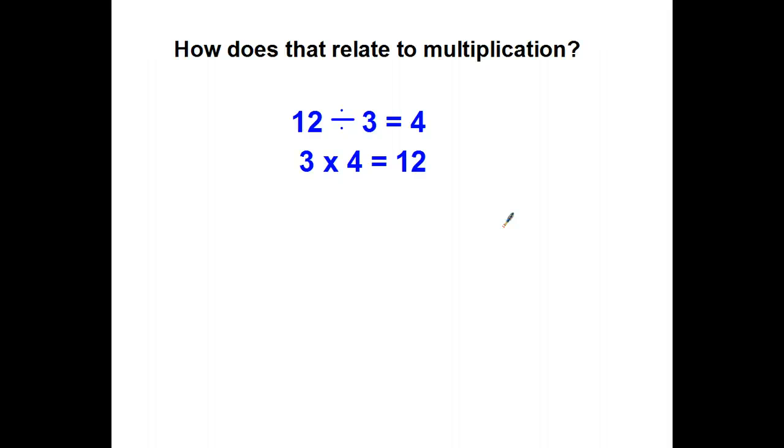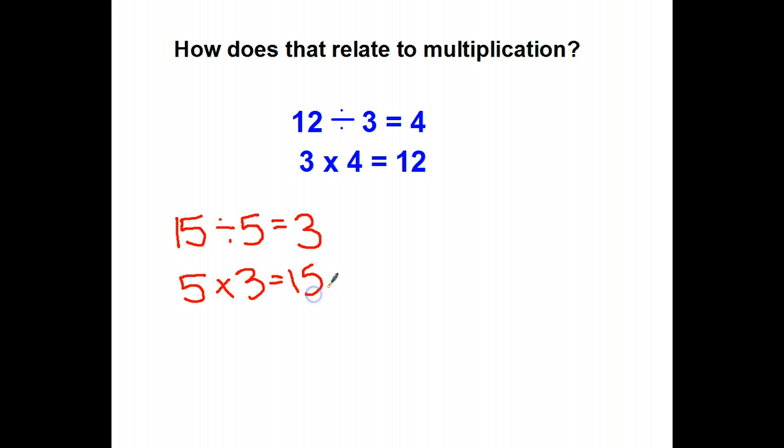What's better is I can even use that to check a division problem. Let's just pick one out of the air. Let's say, I don't know, let's say 15 divided by 5. How many times will 5 go into 15? 5, 10, 15. Yep. Check it to be sure. Is 5 times 3 15? 5, 10, 15. Sure enough, it is. So using the opposite function can help me to check my work when I'm done.